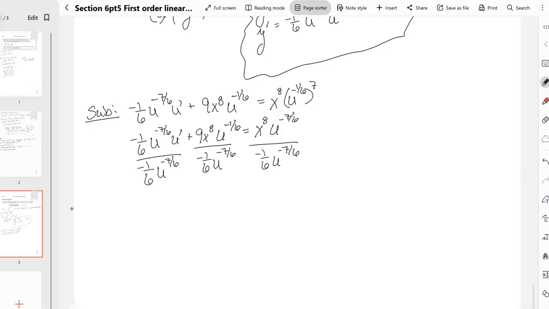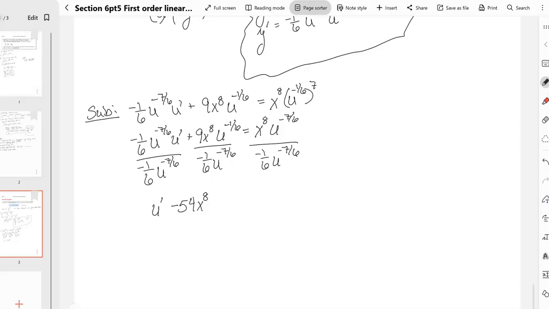So you can see how that's going to cancel in that first term, leaving me with a u prime there. I'm going to clean this up. I have 9x divided by negative 1/6. I'm going to do keep, change, flip. So it's going to be 9 times negative 6, which is a negative 54. And that's going to be x to the 8th.